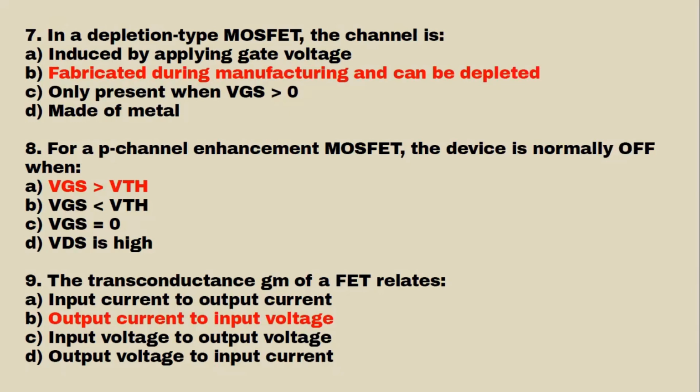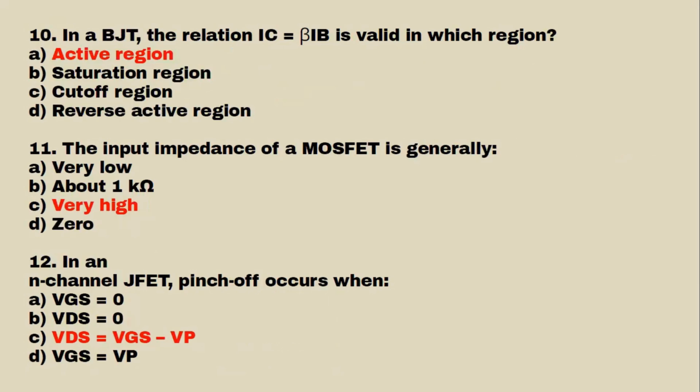That was the 9th question. Let's go to the 10th question. In a BJT, the relation IC equals beta times IB, in which region? The answer should be active region. Again, the same thing. We had this same type of question on BJT also. So same, active region. So 11th question. The input impedance of a MOSFET is generally very high. Okay, it should be high only.